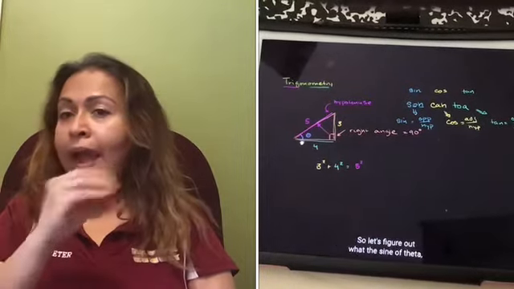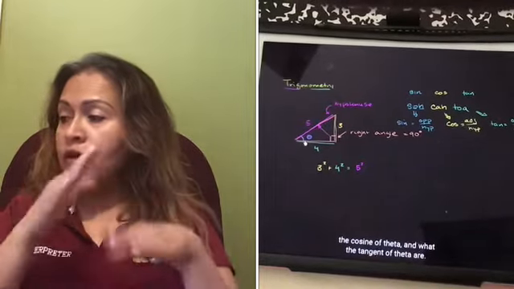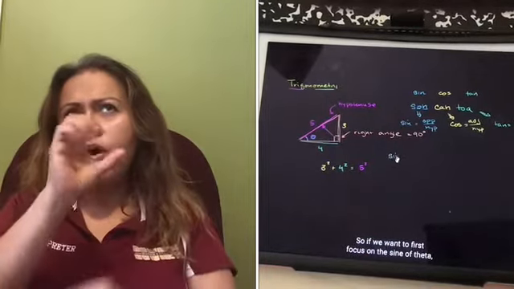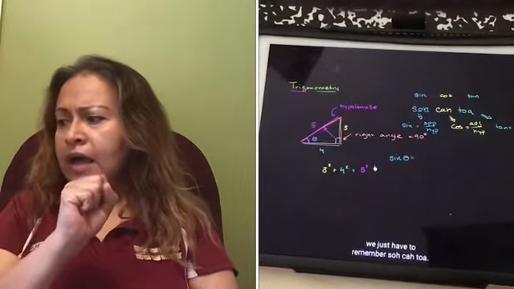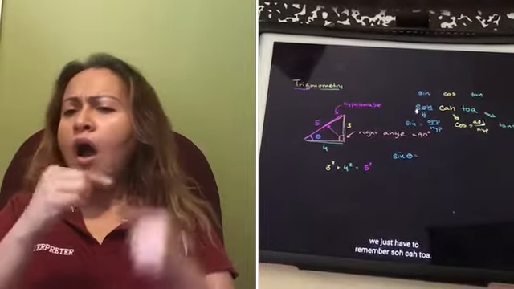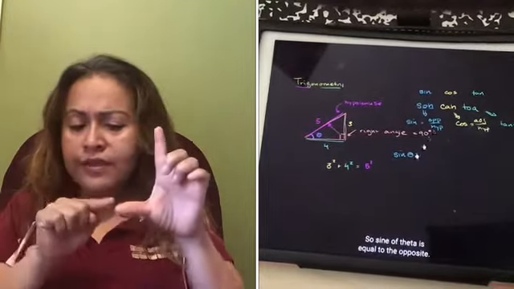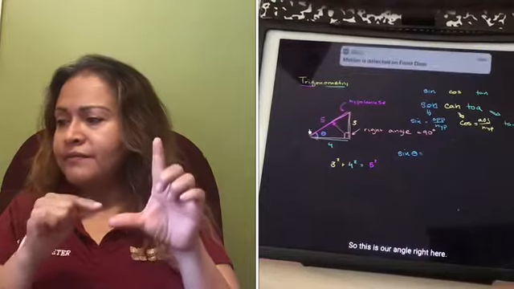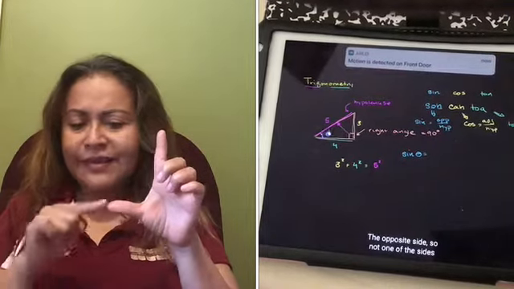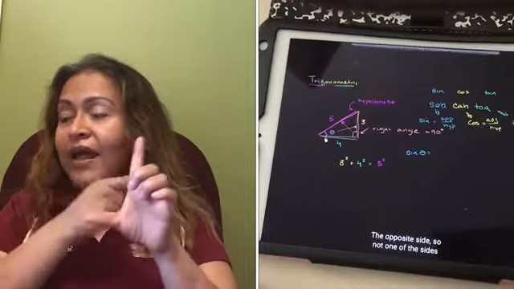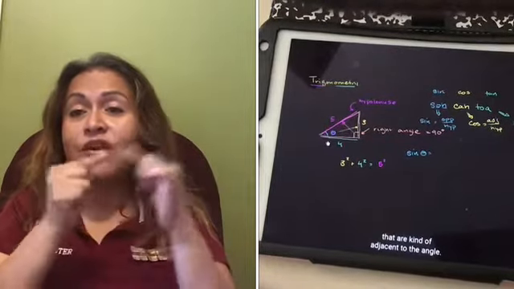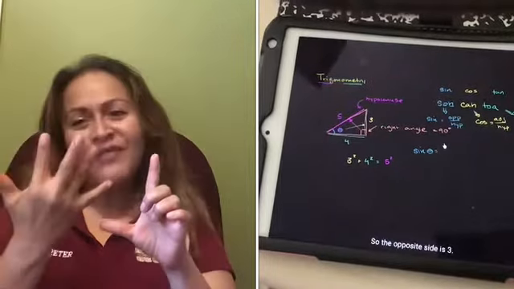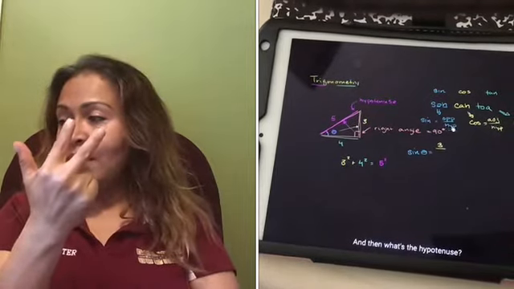If we want to first focus on the sine of theta, we just have to remember SOHCAHTOA. Sine is opposite over hypotenuse. So sine of theta is equal to the opposite. What's the opposite side to the angle? This is our angle right here. The opposite side, so not one of the sides adjacent to the angle, is the 3. It's opening onto that 3. And then what's the hypotenuse? We already know the hypotenuse here is 5. So it's 3 over 5. The sine of theta is 3/5.